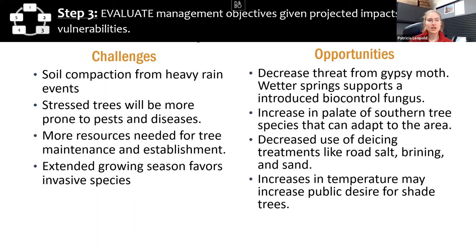So for their site, the challenges that they were most concerned with included soil compaction, increased tree stress, leading to perhaps increased risk of pest and disease, and a need for more resources for tree maintenance and establishment, and the potential that an extended growing season would favor invasive species. Some of their opportunities included a decreased threat from gypsy moth, and that's actually due to the wetter springs that they felt would help support and introduce biocontrol fungus, so that might reduce that issue. And then they also saw the potential opportunity that more southern tree species might be adapted to that area. So they might have a larger list of species that would be able to be planted in that area.